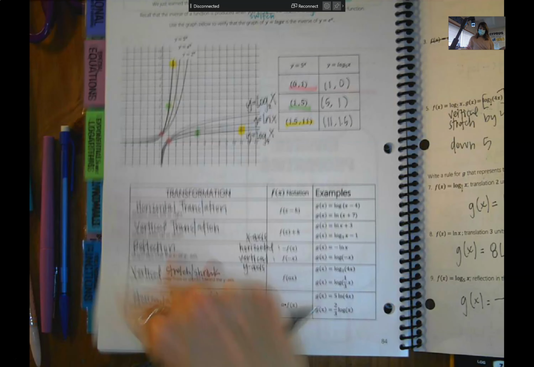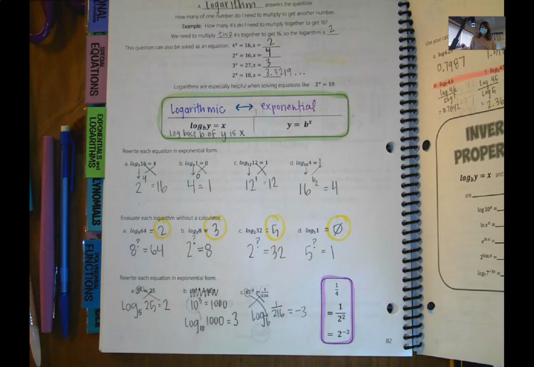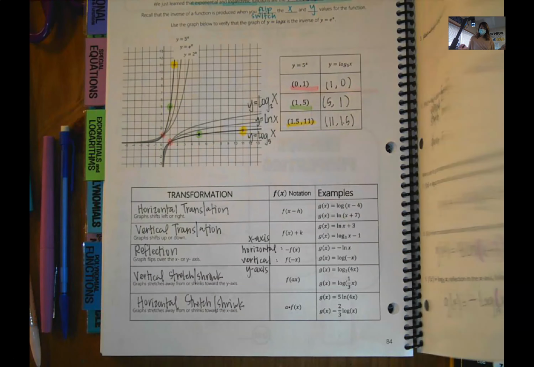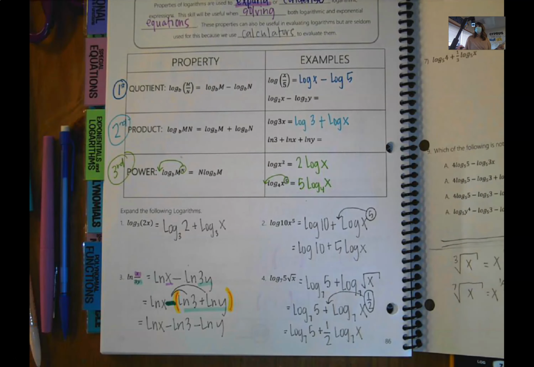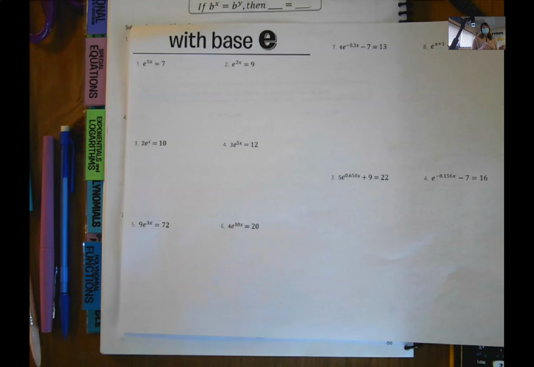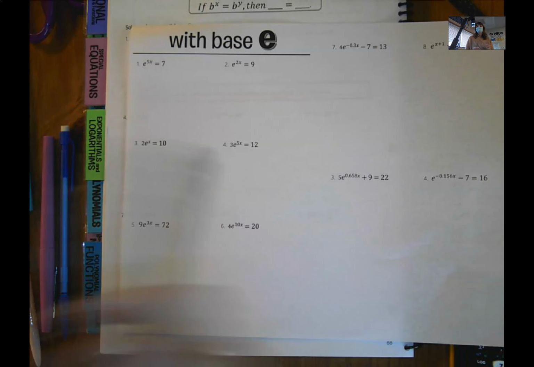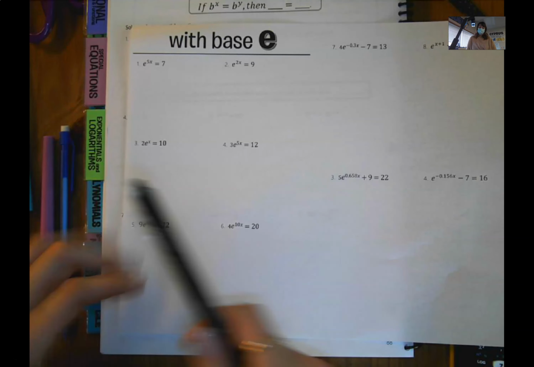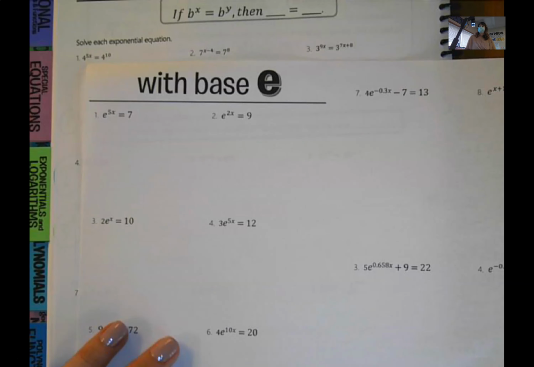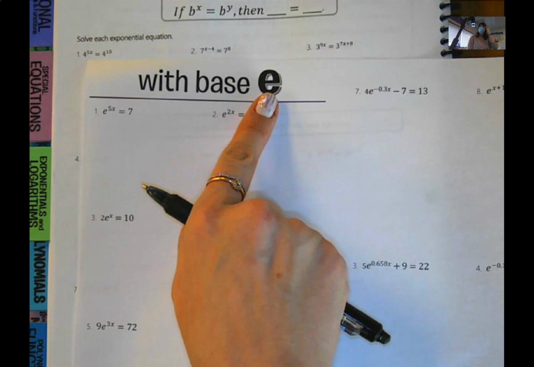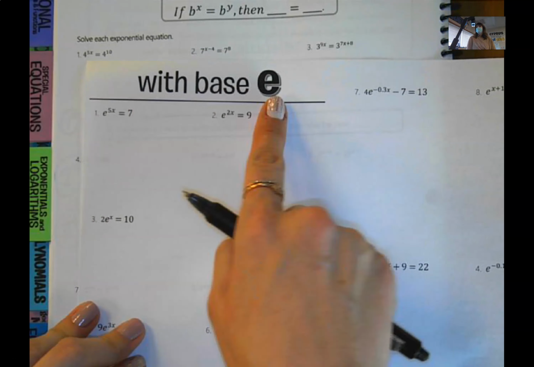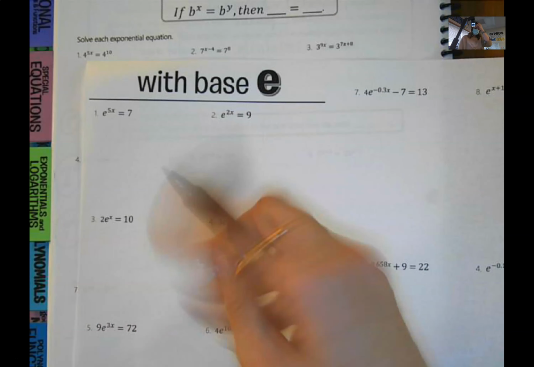So we spent 3 days on logarithms. What is a logarithm? How do we graph a logarithm? And then expanding logarithms. And today we're going to go back to exponents, but we have to keep in mind that logs and exponents are inverses of each other. They undo each other. So we're actually going to use logs to solve equations that have a base of e.